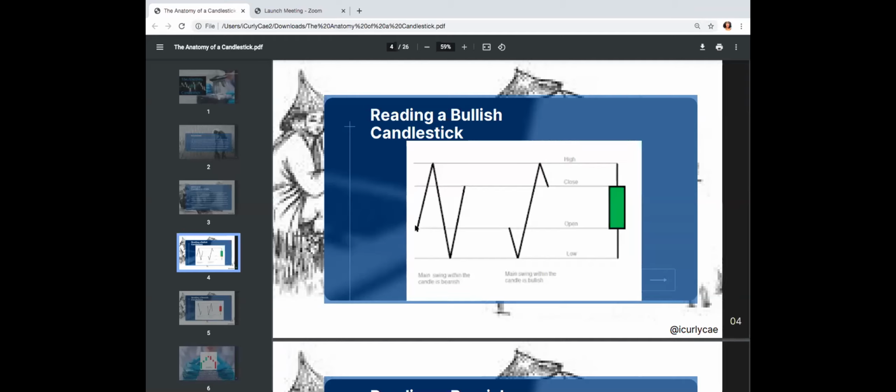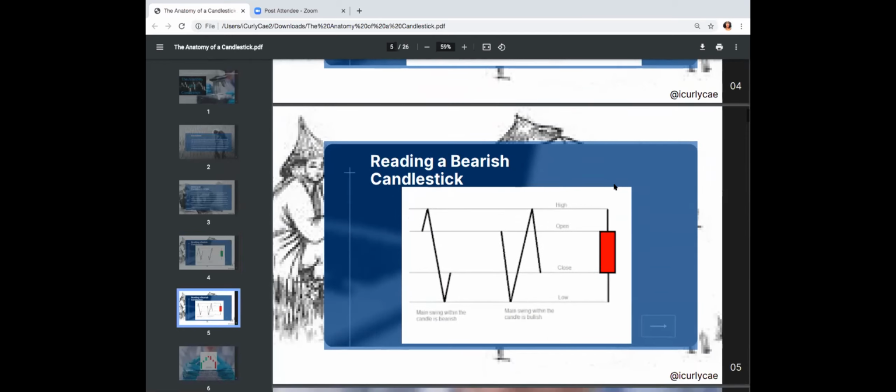So again, it's the open, the high, the low, and the close. So when you look at a candlestick, that's exactly what it's representing. It's representing the start of your day, the highest points of your day, the lowest points of your day, and then it's representing the close. So that's basically how you would look at a bullish candlestick.